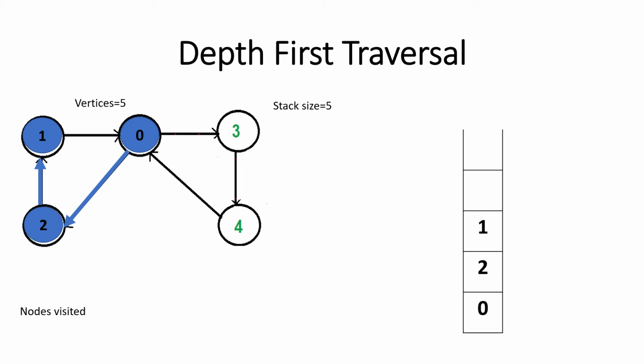Now see whether there are any adjacent vertices for the current vertex which is on top of the stack, which is 1. We can see that even though 0 is an adjacent vertex of 1, it is already visited. Then backtrack, as it is not having any other adjacent vertices which are not visited. Backtrack and then pop the current vertex which is on top of the stack.